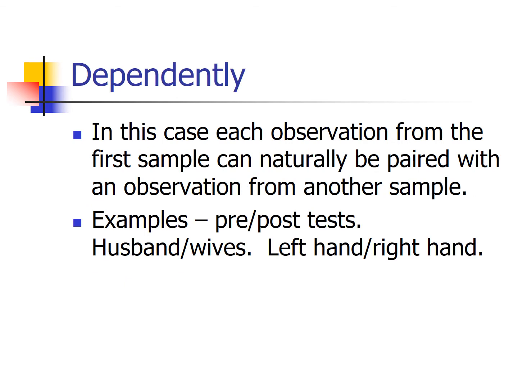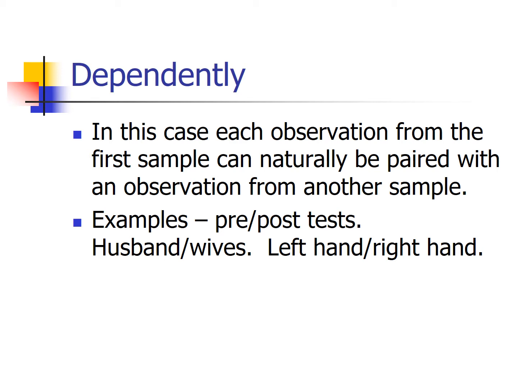A dependent t-test is the situation where each observation from the first sample can be naturally paired with an observation from the other sample. So the classic example would be pre and post tests, right? A person takes a test at the beginning of class. They take the same test or a similar test at the end of class, and you hope that their score went up, right? So you're looking at the difference in scores.